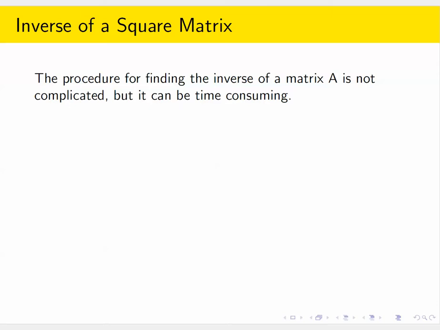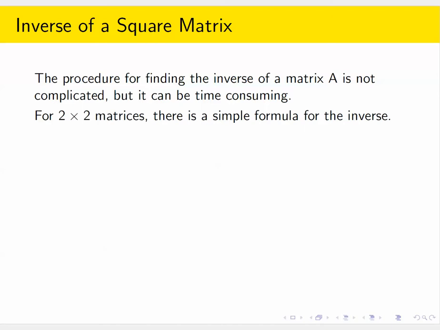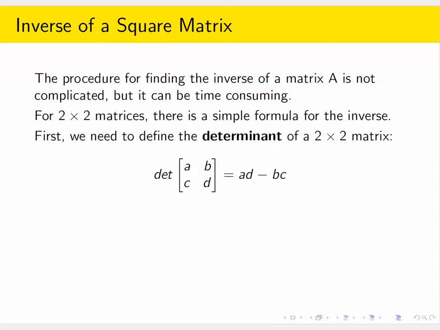You can compute the inverse of a matrix using Gauss-Jordan elimination, but for a 2 by 2 matrix, it turns out there's a method that's often faster. It's easy enough to write down a formula for the inverse of a 2 by 2 matrix, and that's going to be the goal of this video. Now, in order to do that, we're going to need to introduce another idea first. It's called the determinant of a matrix.